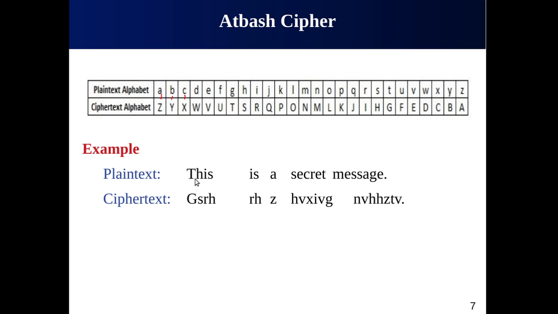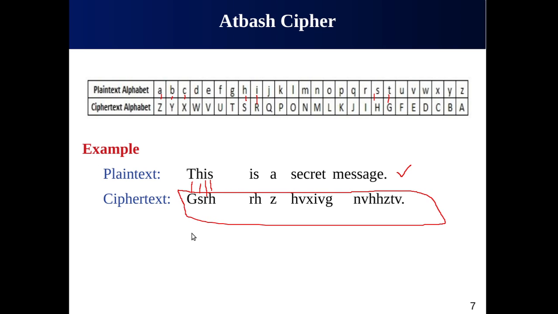For example, you have a plain text, this is a secret message, and you want to encrypt it by using the Atbash cipher. Then you have to convert T. T will be replaced by G. H will be replaced by S. I will be replaced by R, and S will be replaced by H. Now, if you want to write a secret message to someone, you can just send this message, which is an example of a cipher text.